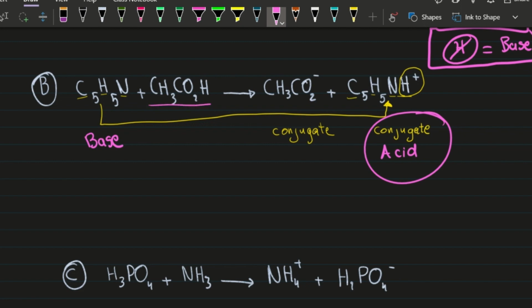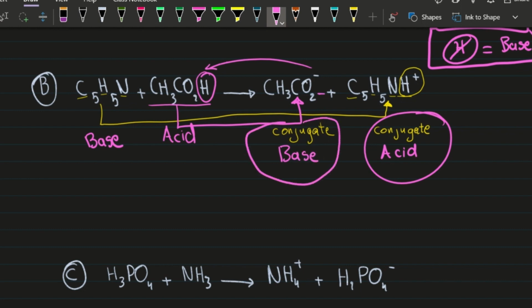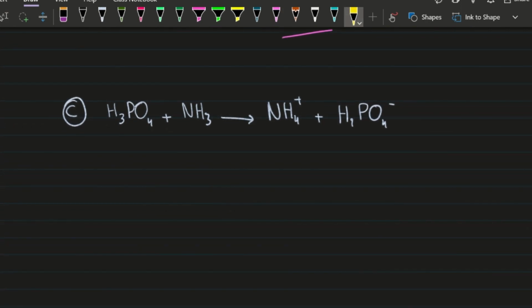And the same thing goes here. If you don't feel like thinking about it, this has an extra hydrogen, this does not. So this is going to be your acid, and this is going to be your conjugate base because it lost this hydrogen. It's gone. It's not there anymore. Okay, so that's how you label these very quickly. It's just the method that I used all the time.